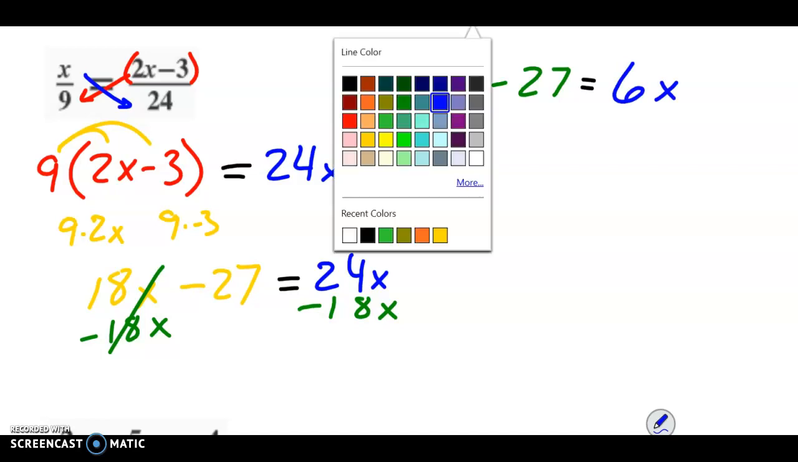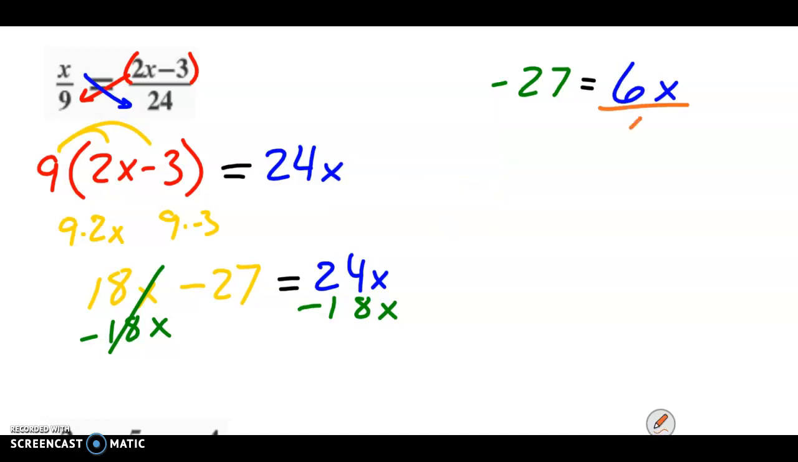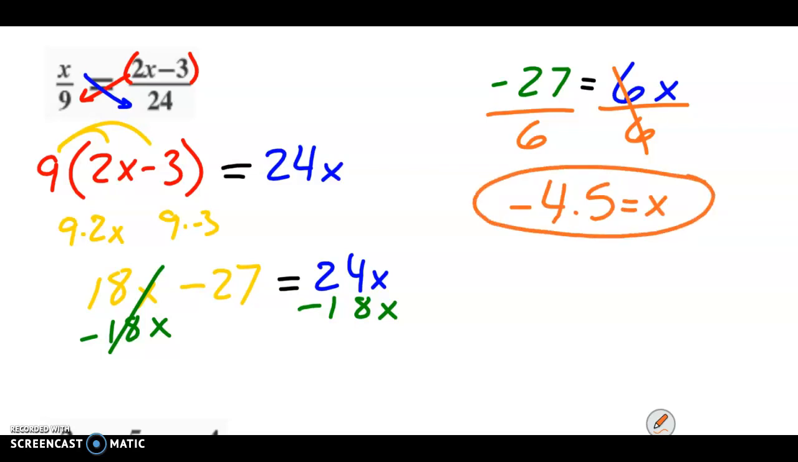And the last step is to go ahead and divide by 6. And what that is going to get me is going to be a negative 4.5. And that is what the x will equal.